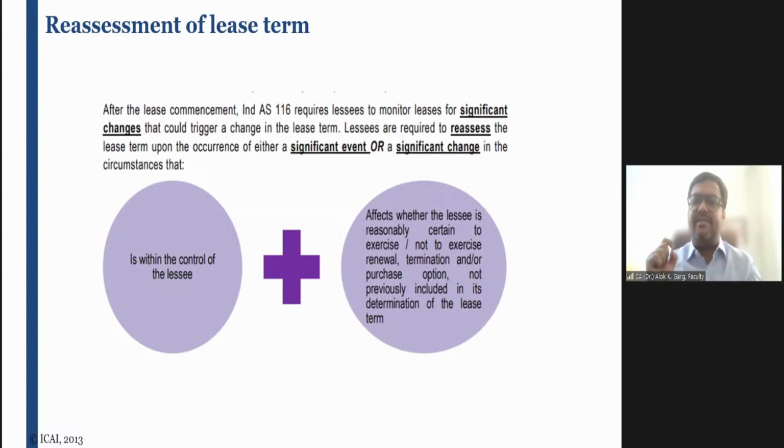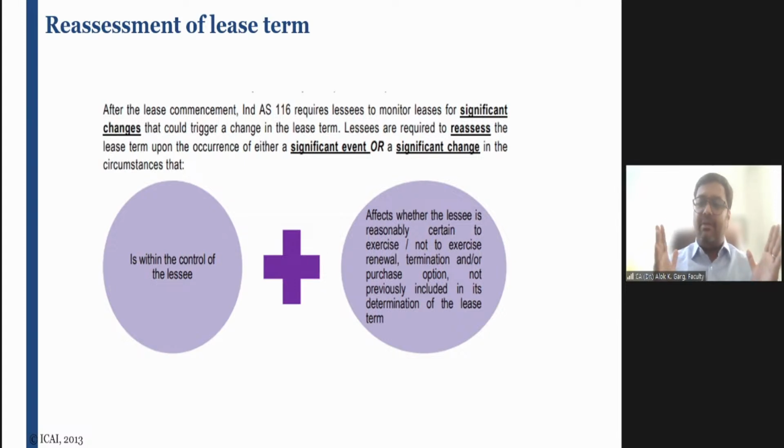So that is why, friends, the standard says that after the lease commencement, the lessee is required to monitor the leases for significant changes that could trigger a change in the lease term, like this COVID. Or, for example, the scale of the business has gone down in the company and they are retrenching their employees. Earlier they were 1,000 employees, now they have 100 employees. So of course they need a smaller space at a smaller location. So the lessee is required to monitor the leases for significant changes which can trigger a change in lease term.